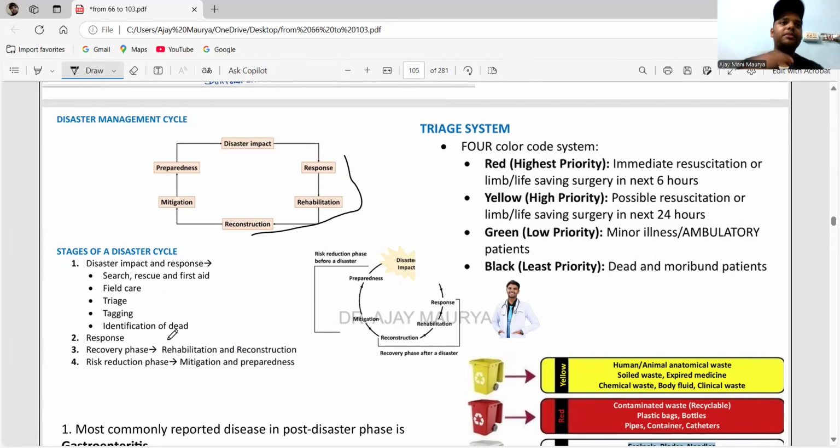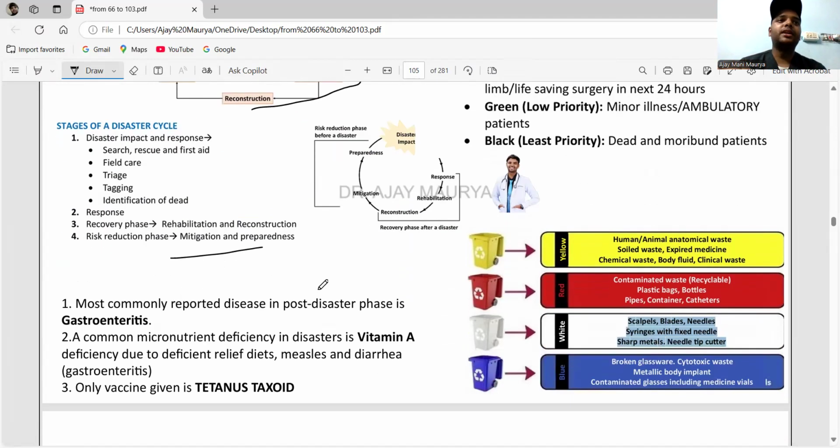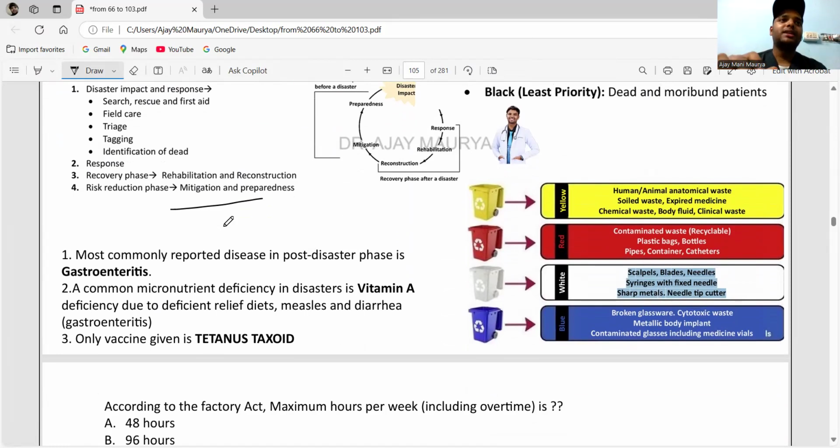Recovery means what? Rehabilitation and reconstruction. The risk reduction phase is mitigation and preparedness, meaning we have to prepare for the upcoming disaster. This is how they are going to ask the questions. Remember here, the most commonly reported disease in post disaster is gastroenteritis.